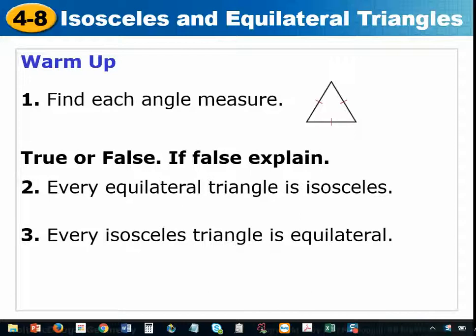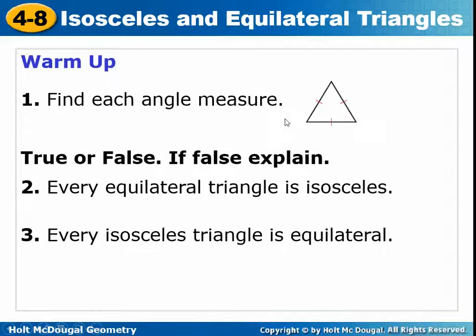So for number 1, find each angle measure of that triangle, and then answer true or false for the next two. For number 1, it's marked that all sides are congruent, therefore it's an equilateral triangle. You learned that in an equilateral triangle, if all the sides are congruent, all the angles are also congruent, and you already know that there's 180 degrees in a triangle. So you would take 180 divided by 3 and get that each of those angles is 60 degrees. That's going to be true for any equilateral triangle. Equiangular, equilateral triangles have 60-degree angles.